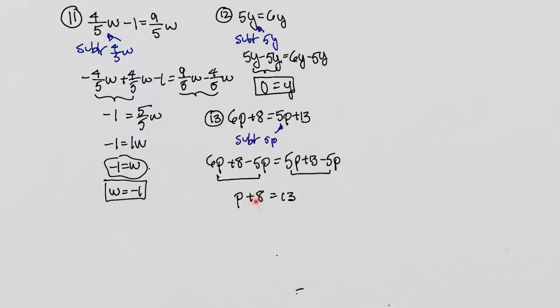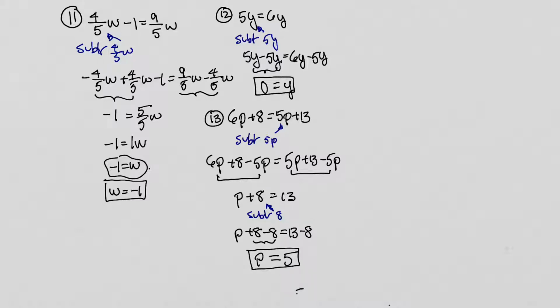I'd like to do away with that 8. It's being added to the p, so let's subtract it. So again, I'm going to say what it is I'm going to do. I'm going to subtract that 8, and we will get p plus 8, and then subtract the 8, equals 13 minus 8. 8 minus 8 is a 0. We have p equals 13 minus 8 is a 5.